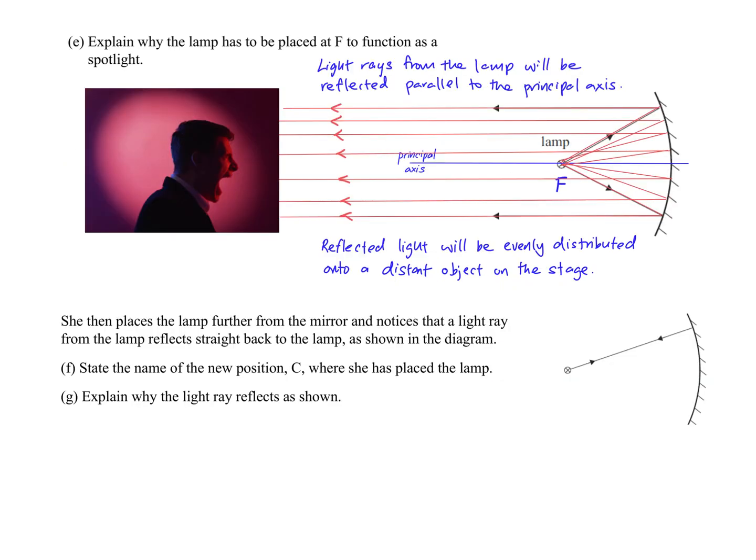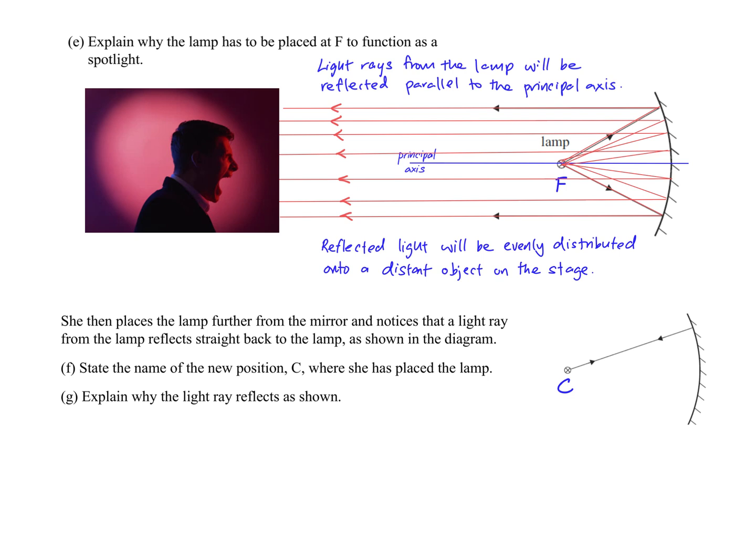Okay, let's move on. She then places the lamp further from the mirror and notices that the light ray from the lamp reflects straight back to the lamp as shown in the diagram. So state the name of the new position C where she has placed the lamp. Now this is known as the center of curvature, and this is basically the center of a circle or a sphere, because the curved surface of the concave mirror is actually part of a spherical surface.